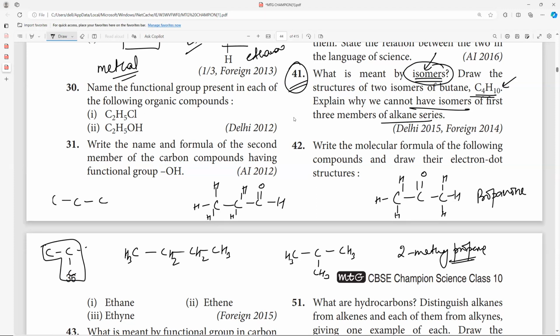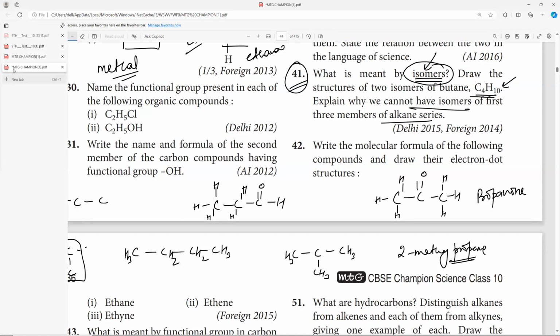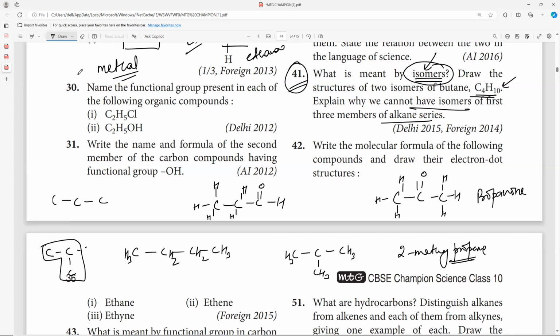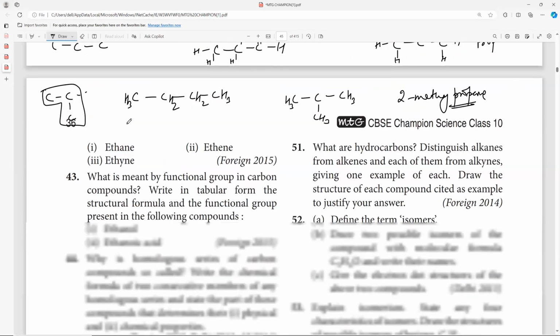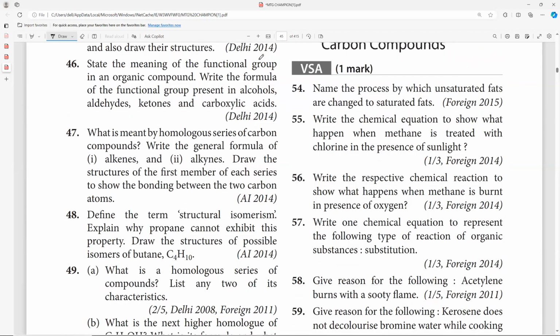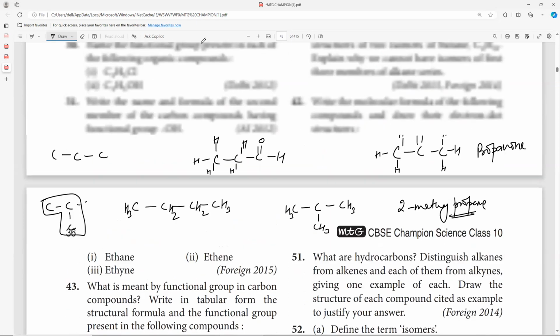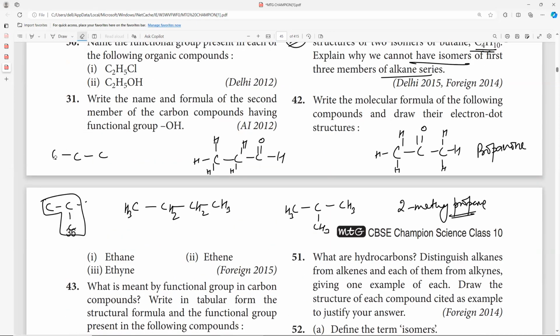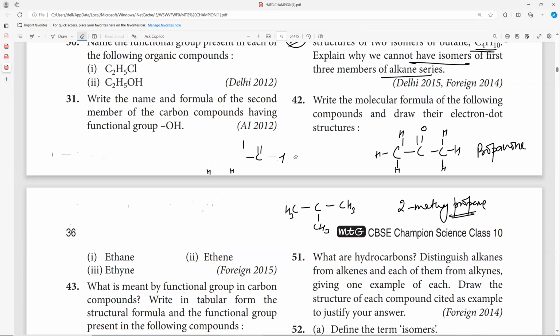But we can have functional isomers. Just concentrate here, dear students, that we can have functional isomers. Let me explain what functional isomers are. They are isomers having the same molecular formula but different functional groups. If we have less than 4 carbons, then it is possible, like in the above one.